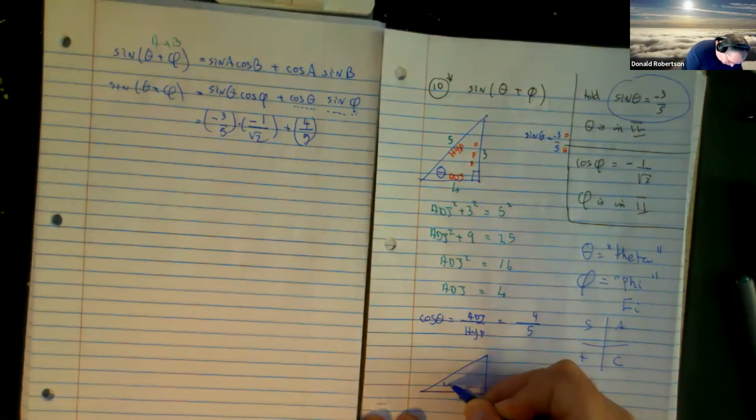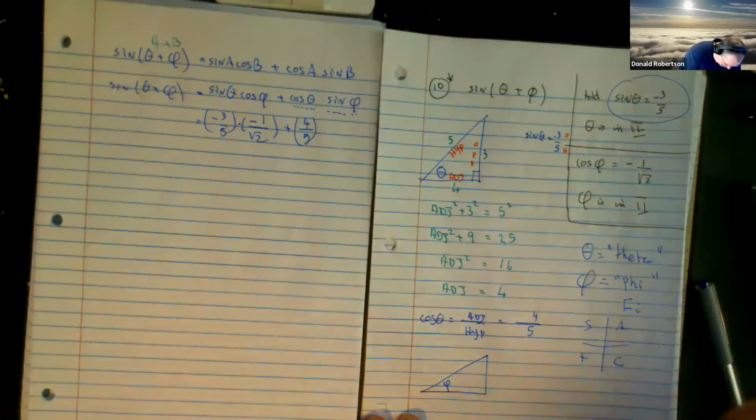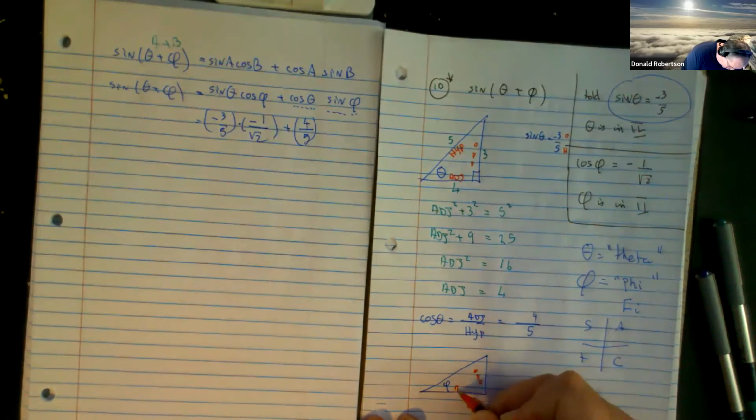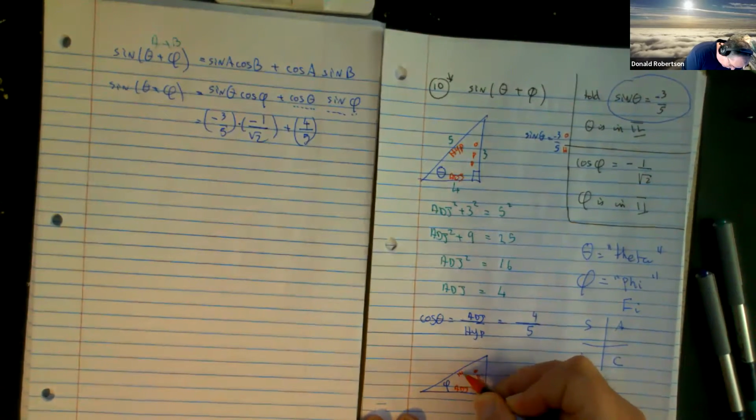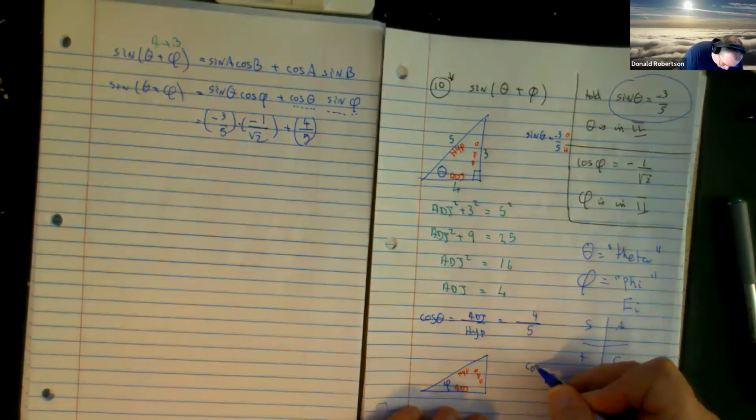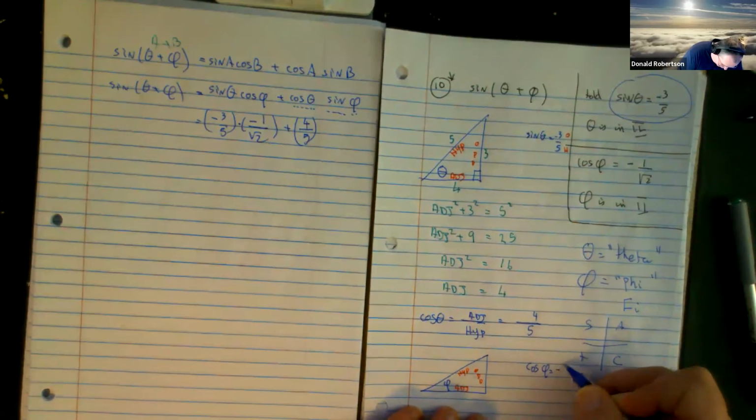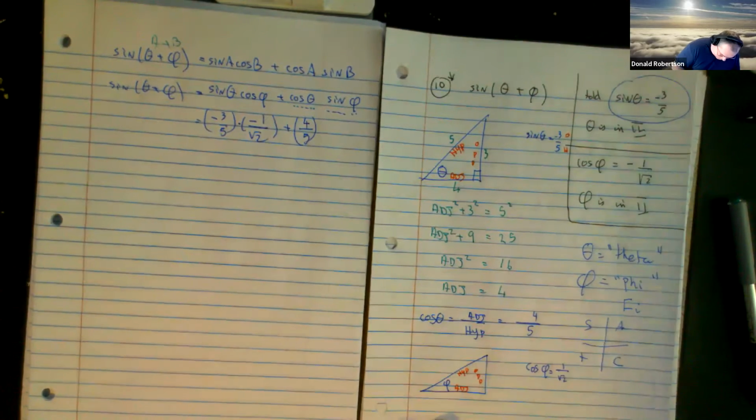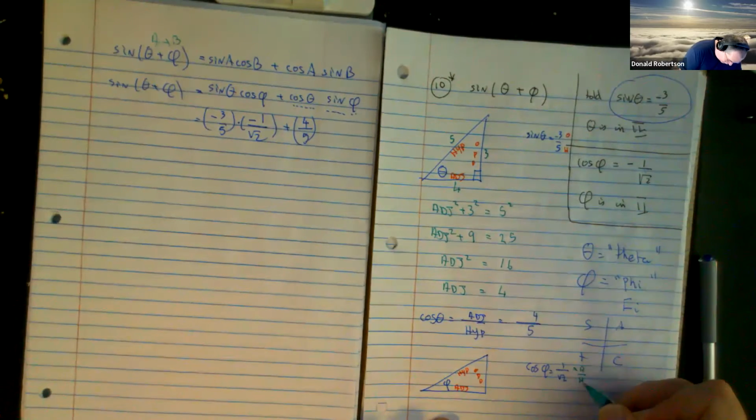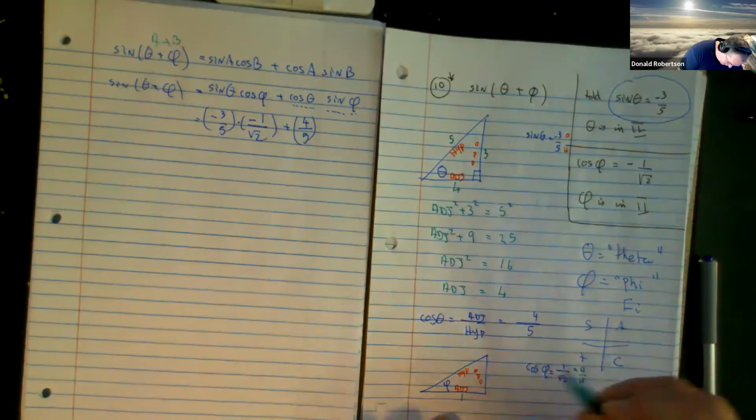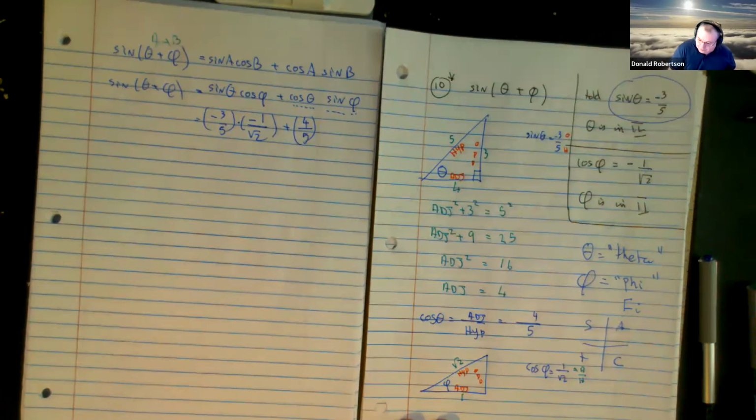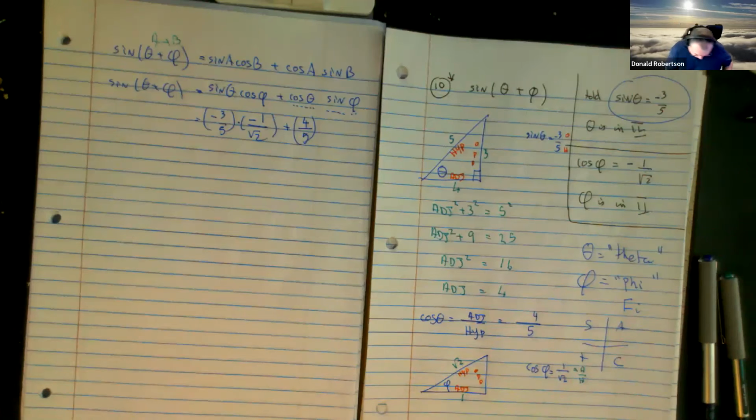This time we're going to do it for angle phi. Opposite, adjacent, hypotenuse. In this one, you're told that the cosine of phi is -1/√2. The cosine is adjacent over hypotenuse. So this side is 1, and this side is √2. So far, so good.